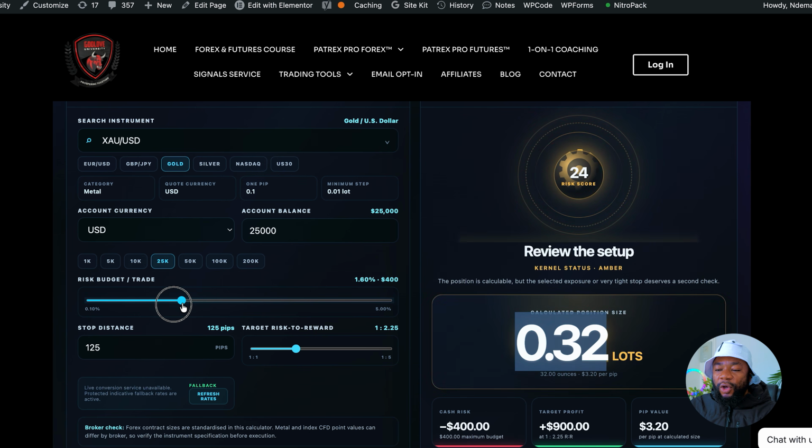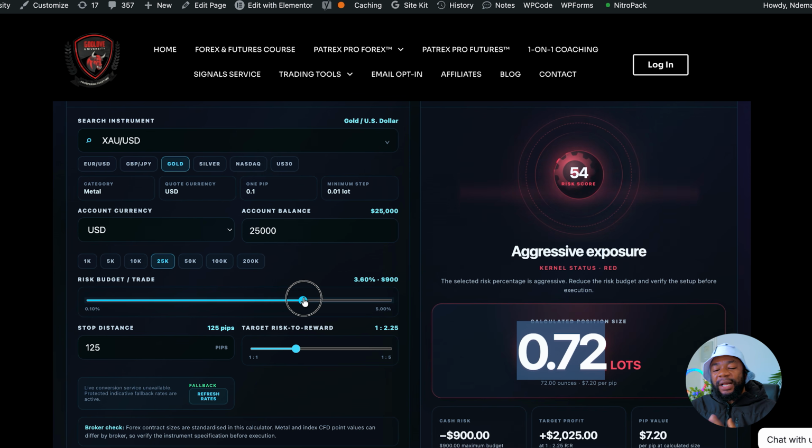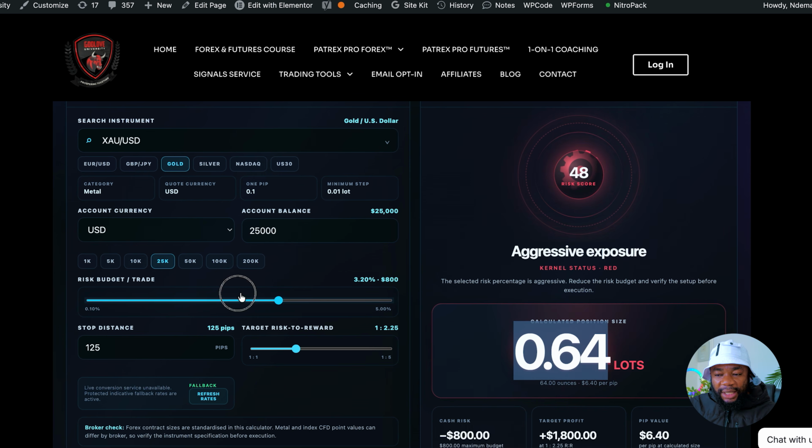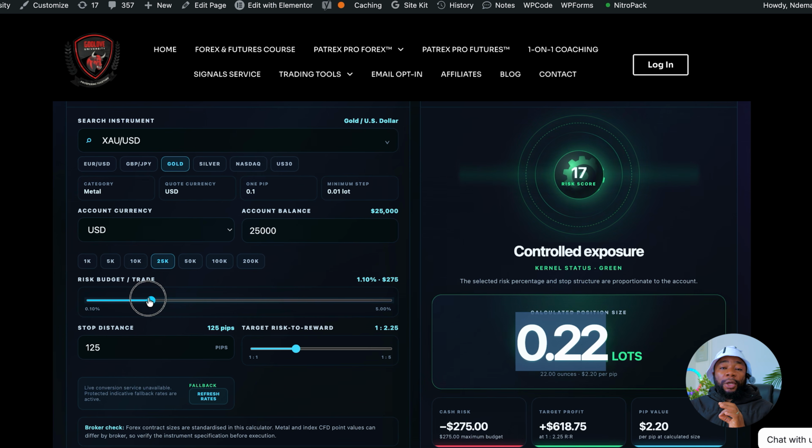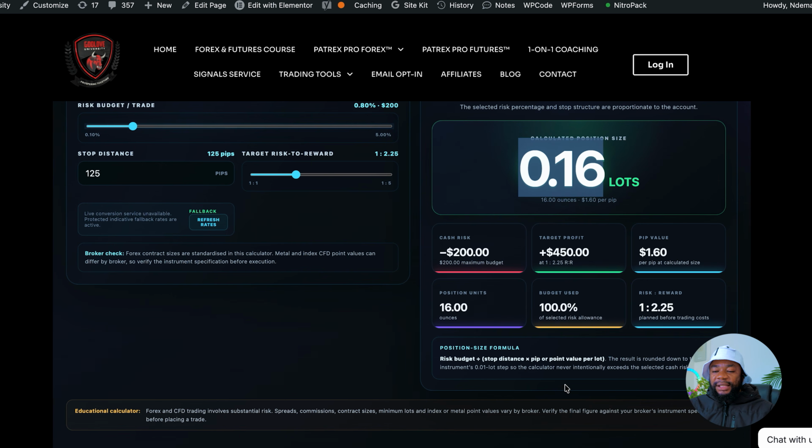Always make sure your risk score is below 20. Guys, always make sure your risk score here is below 20. Anything above 25, you are risking too much. Reduce your risk and always keep your risk score below 25. That is it. That's it.